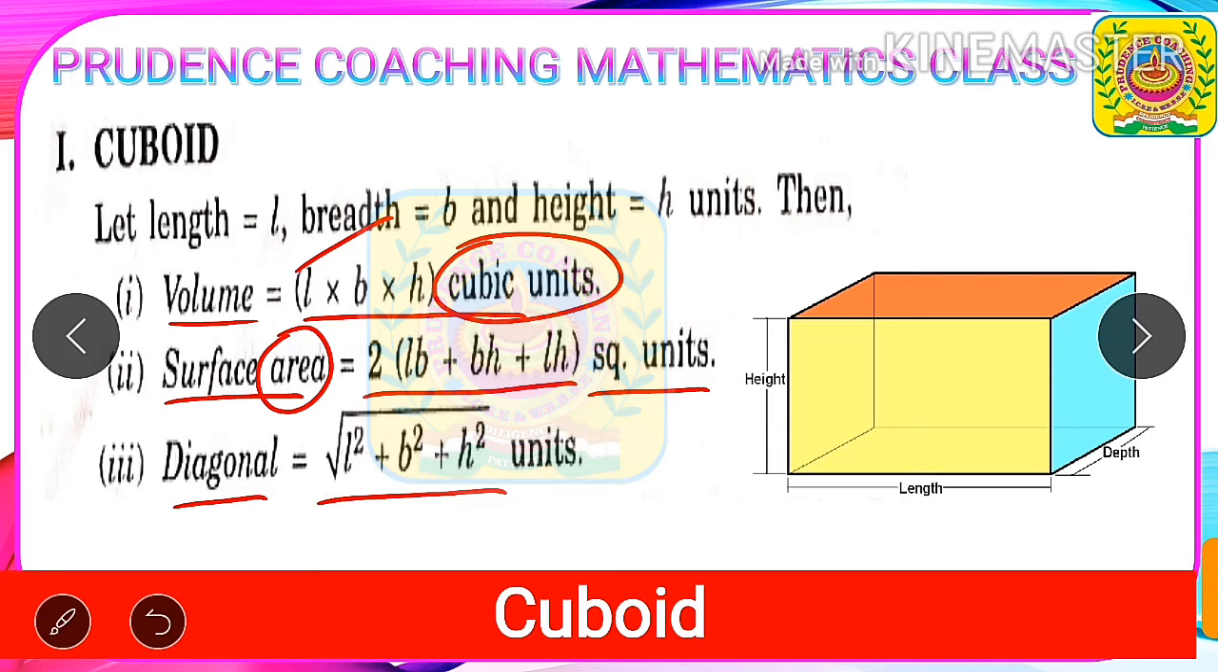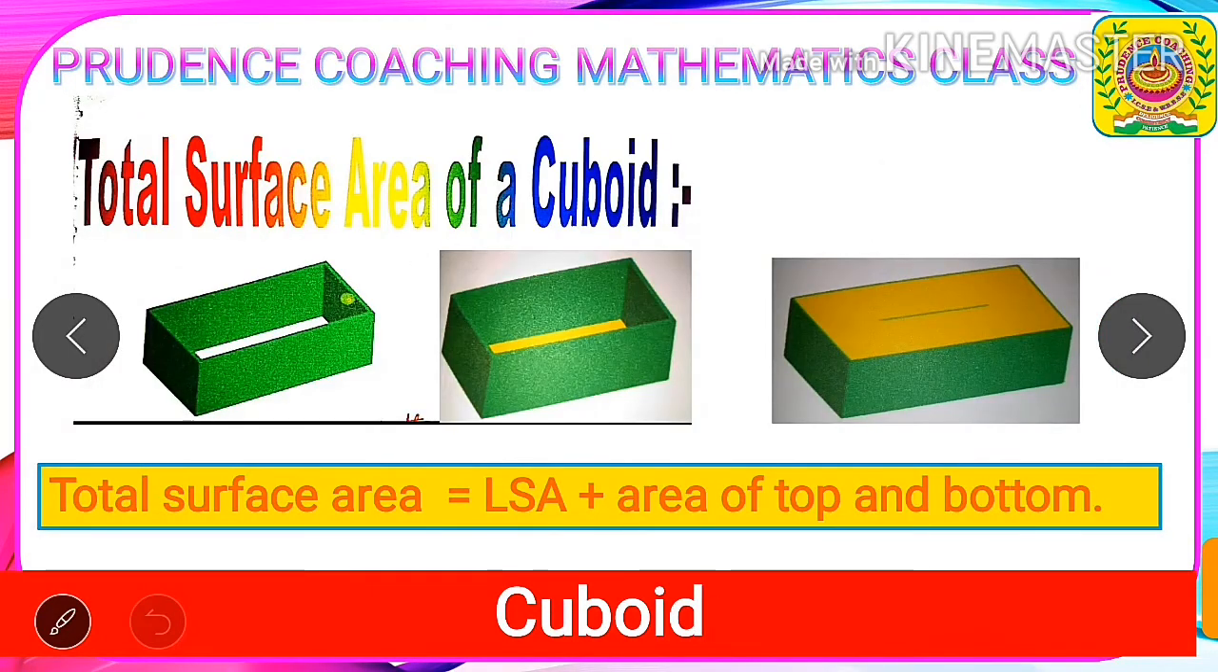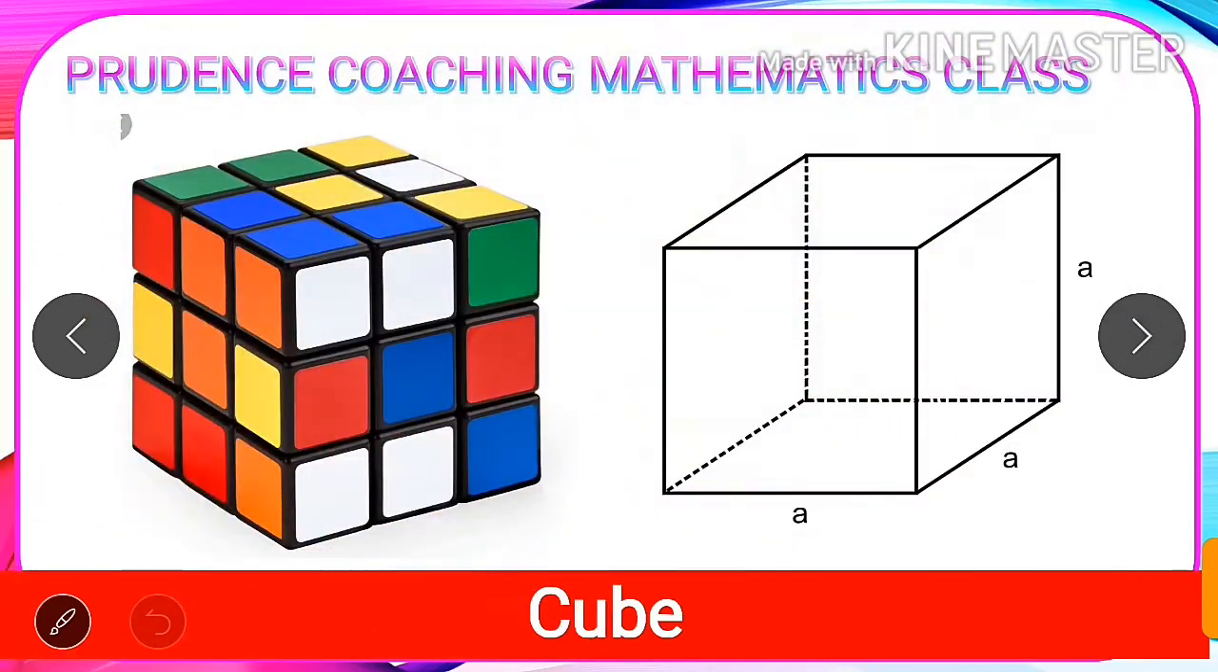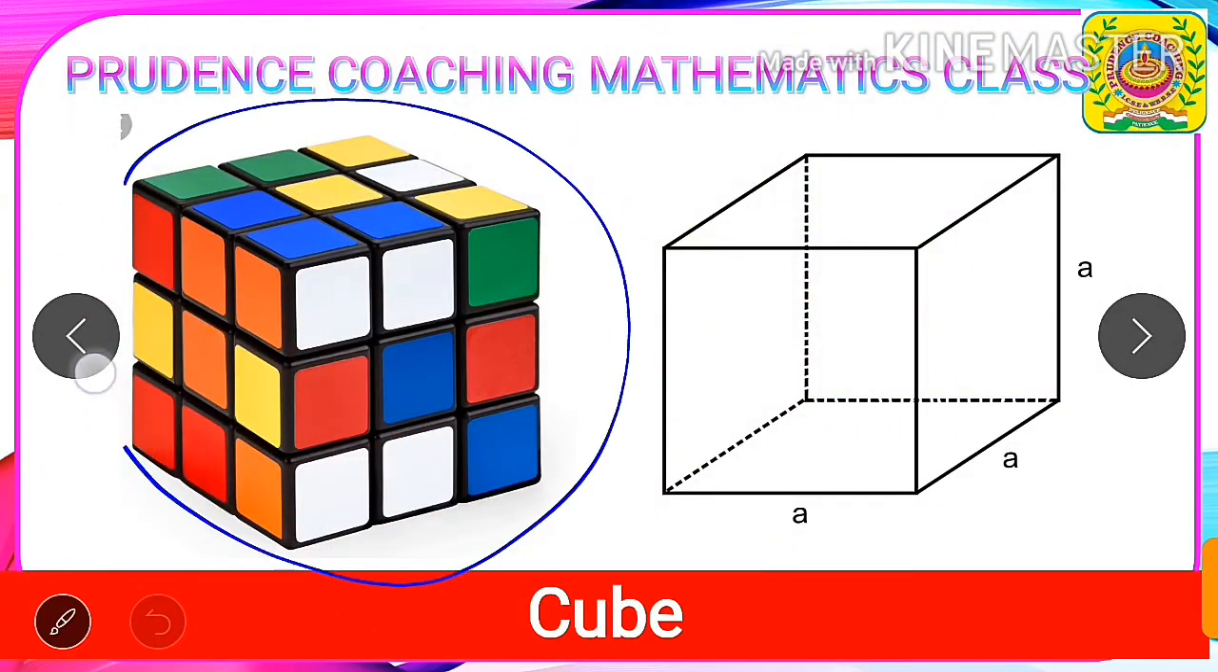Now let us start with the next type of prism. The next kind of prism is the cube. By seeing this particular picture, you will understand that we all have played with this particular thing. This is a puzzle cube.